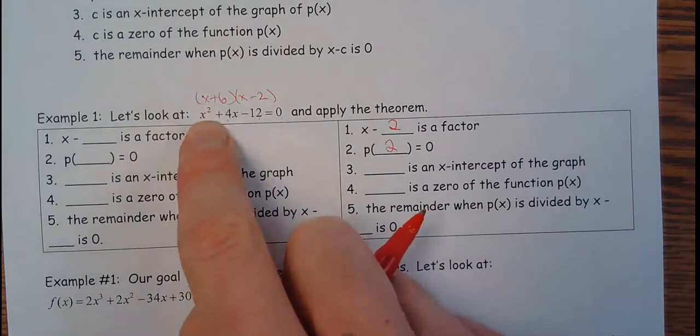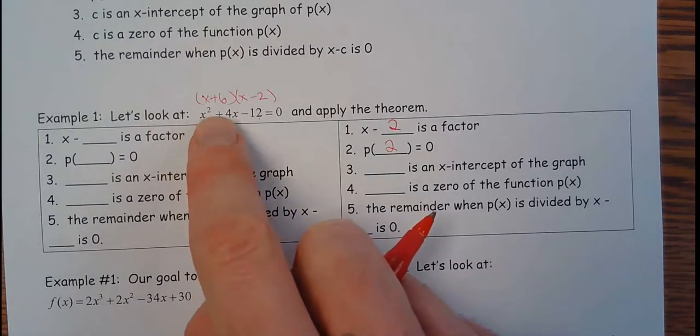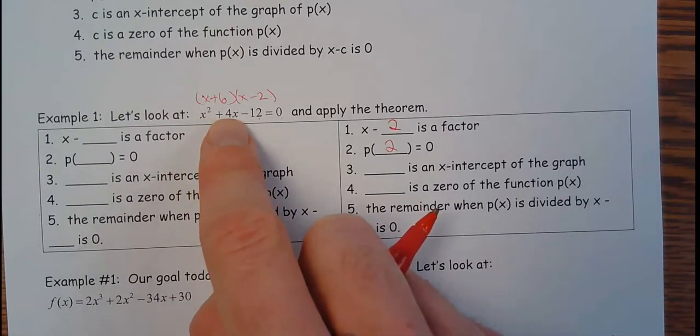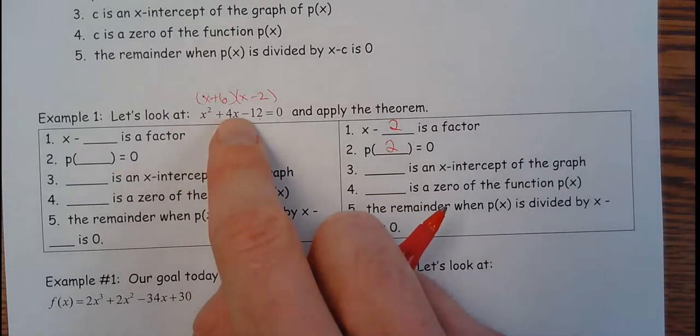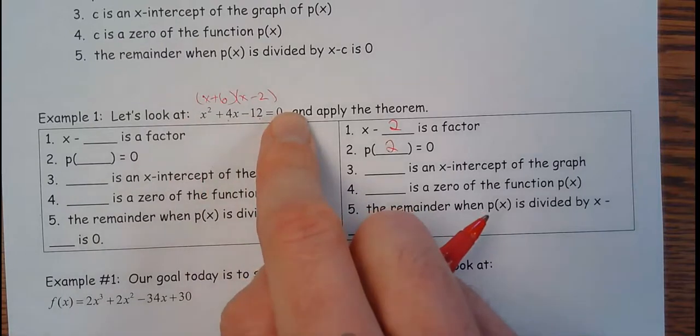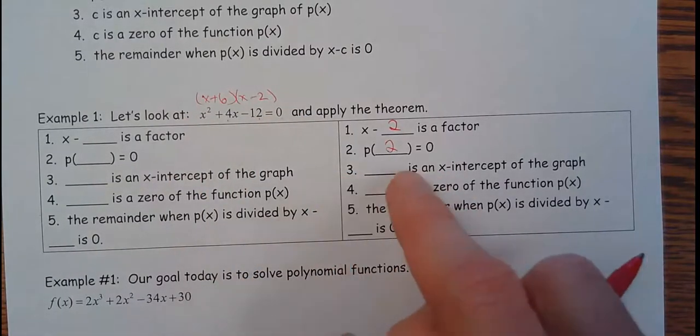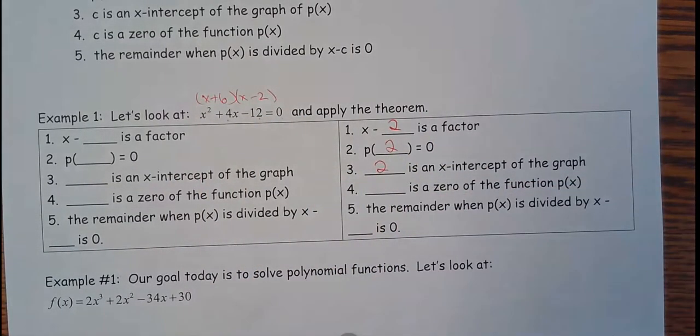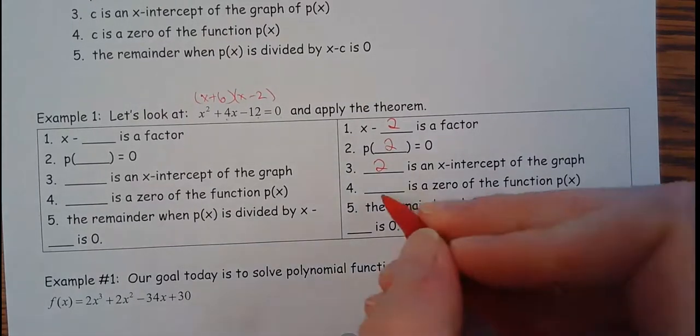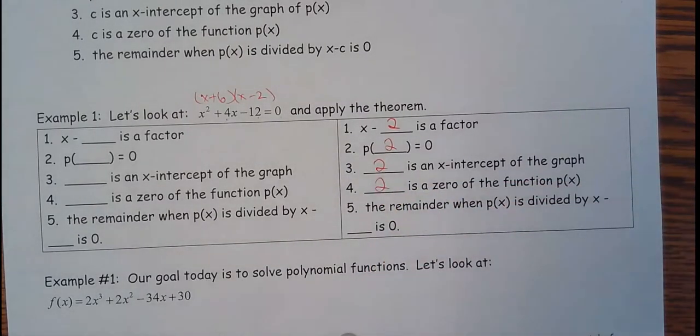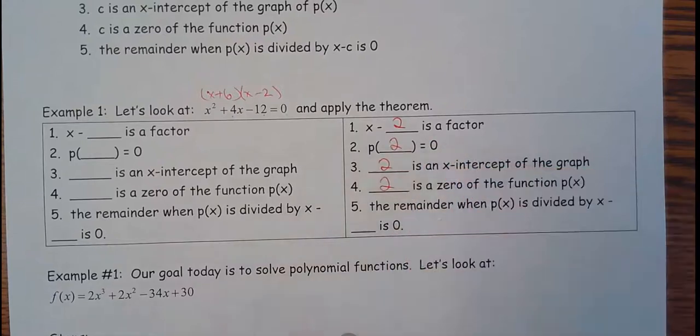So if I plugged 2 in here, 2 squared is 4, plus 2 times 4. 2 times 4 is 8. 8 plus 4 is 12. 12 minus 12 is 0. Oh, it worked. Shocker, right? 2 is an x-intercept. 2 is a 0 of the function, because when I plugged it in, I got 0.